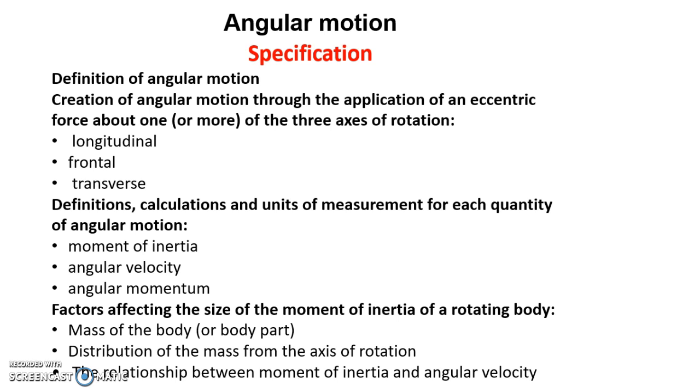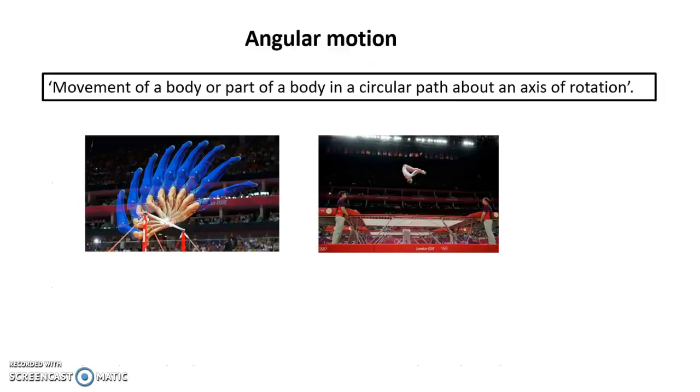We need to define angular motion, and how we create angular motion. We've got to look at the axes that a body or an object rotates around, and then we've got to look at some key terminology alongside angular motion, like we did for linear motion. At the end of this screencast, I'll put this up, and hopefully you'll feel like you can create questions based around these topics for the start of the lesson. Okay, so let's have a look then.